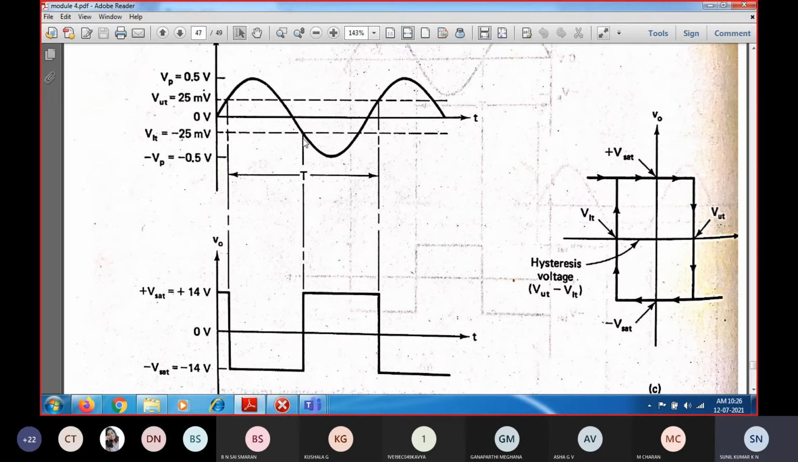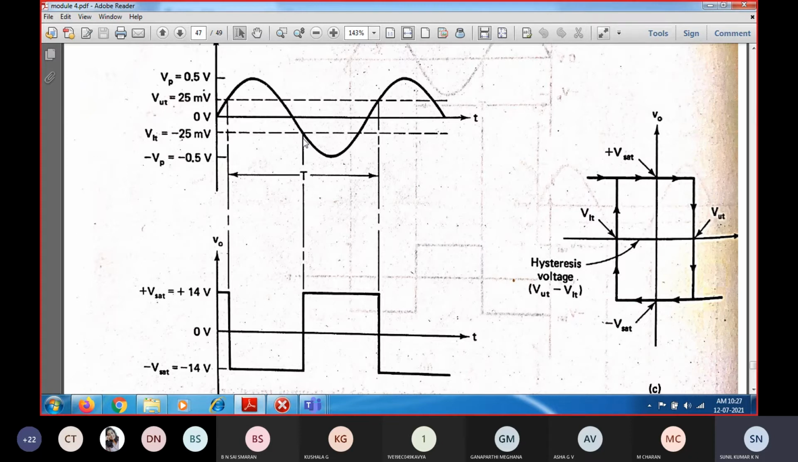Why it got the name Schmitt trigger is that you will have some trigger point voltage. Based upon the feedback configuration, it is going to switch the output from one saturation to another saturation. So that is why the Schmitt trigger is a very important topic. In the lab also we are going to study it.